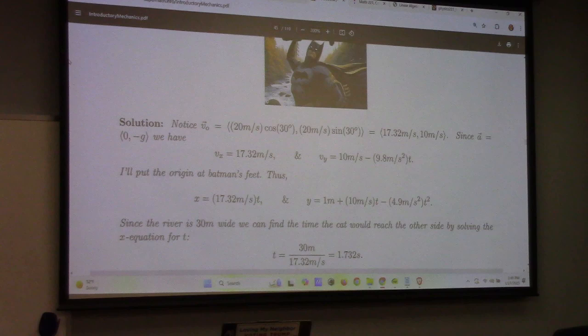Given the problem statement, the bank of the other river is 5 meters above where Batman's standing, right? So that would mean that the y for the cat would have to be more than 5 if it's going to land above the vertical face of the river opposite Batman, right? If the y is less than 5, the cat falls to the alligators, as it ought.